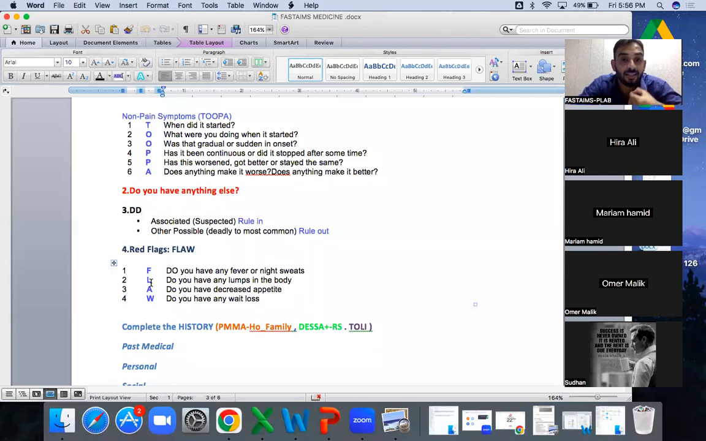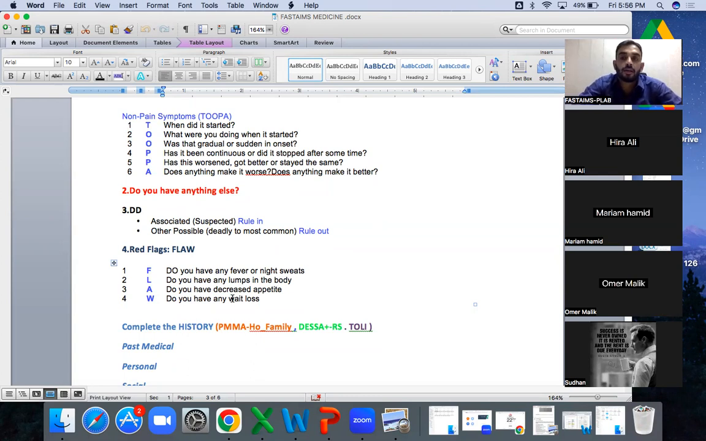Red flags could sometimes be symptoms or complications. But these are the very common red flags for cancer. If no red flag is coming to your mind, think of cancer. Do you have any fever or night sweats? Do you have any bump in your body? Do you have any decreased appetite, any weight loss? These 4 questions you are going to ask for the red flag.